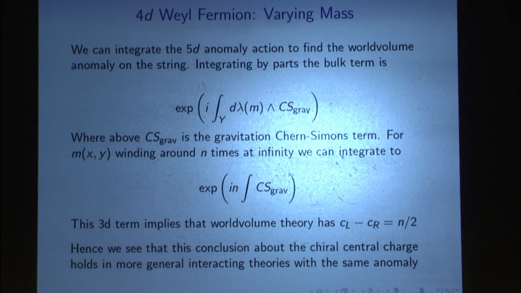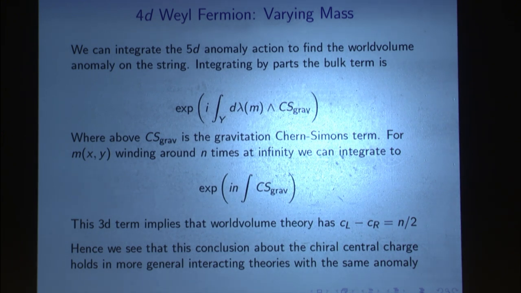And now we're in a situation where the mass is winding around, and so I can use this to do inflow. I can integrate this mass dependence here, and that gives me an anomaly action for the string that becomes e to the i n times the gravitational Chern-Simons term. Now this kind of term always implies that the world volume theory, this is an anomaly inflow term for a 2D theory, and it implies that the world volume has c left minus c right is n over 2. So here's how we reproduce this conclusion using our anomaly in the space of parameters.